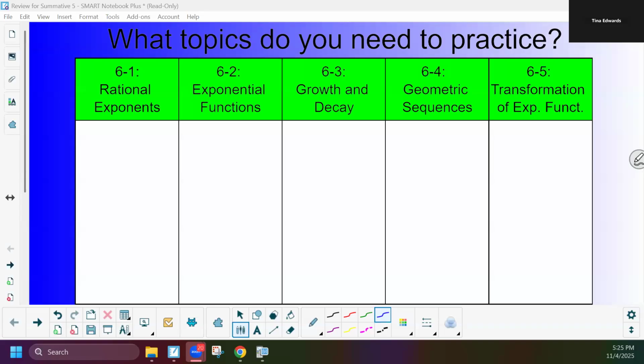Hey, Hybrid, here is your review day for your summative. We all take our summative tomorrow. Take a second to kind of think about what topics you feel you need to practice.